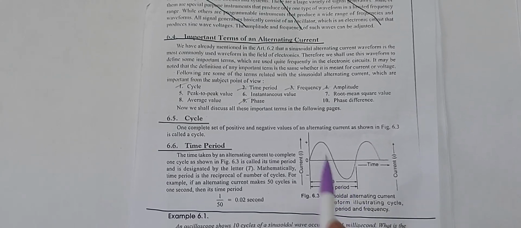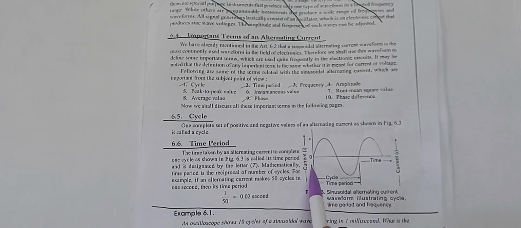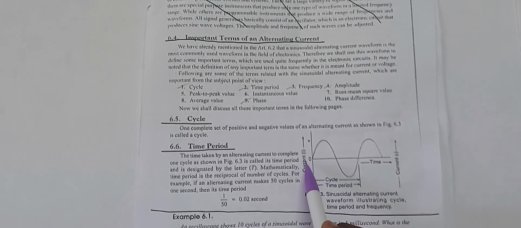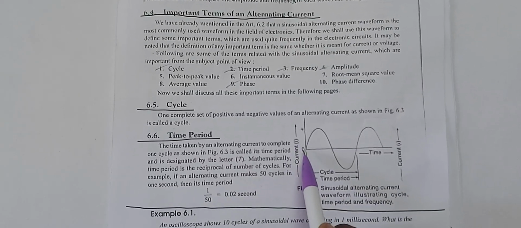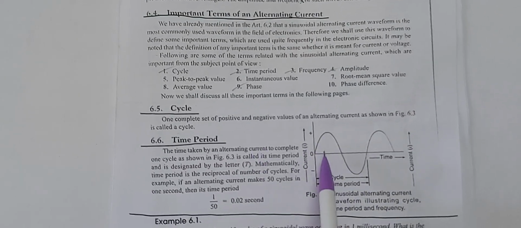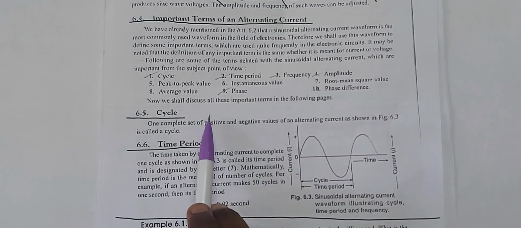The simple thing: you draw the diagram and explain positive and negative. In this one, the x-axis is t and the y-axis is current. I already mentioned that current is represented by I. Cycle means one complete set of positive and negative values is called a cycle.